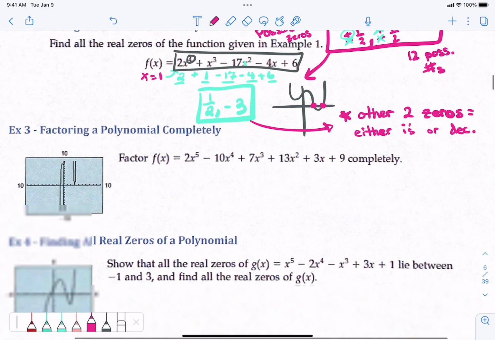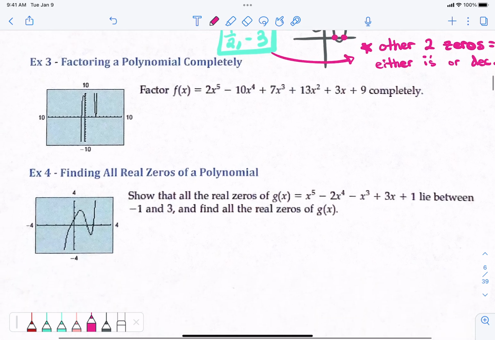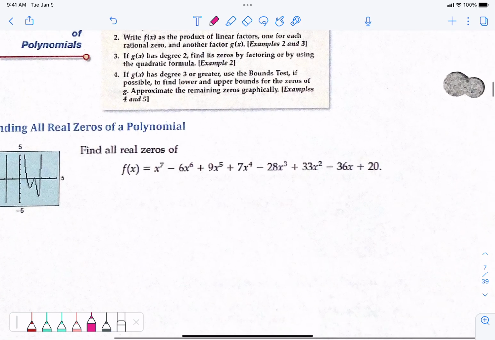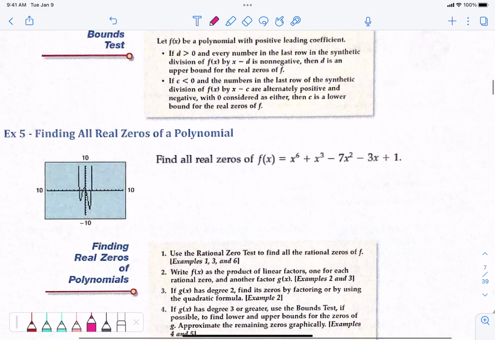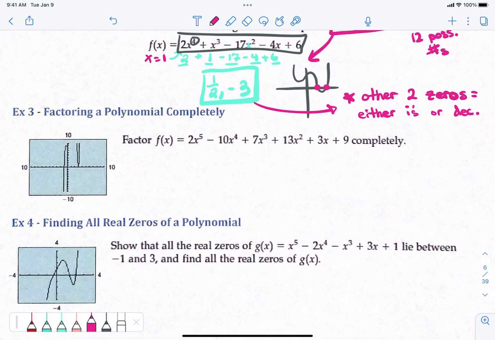Okay? Good? Okay, we're going to go to, oh man, which ones do I want to find? Find all the zeros of this thing. I don't want to do that. Let's go to factor this one completely.